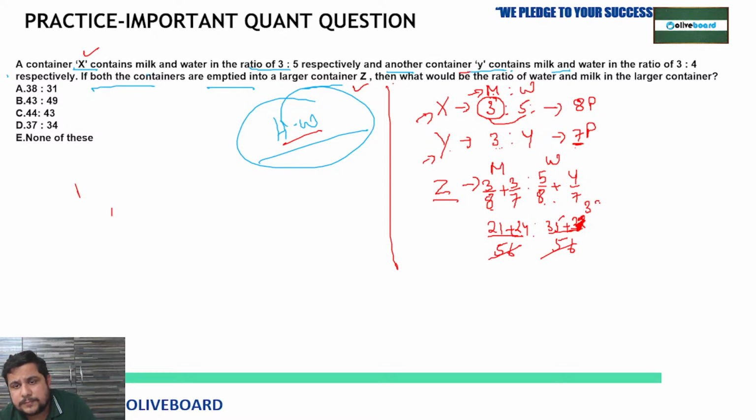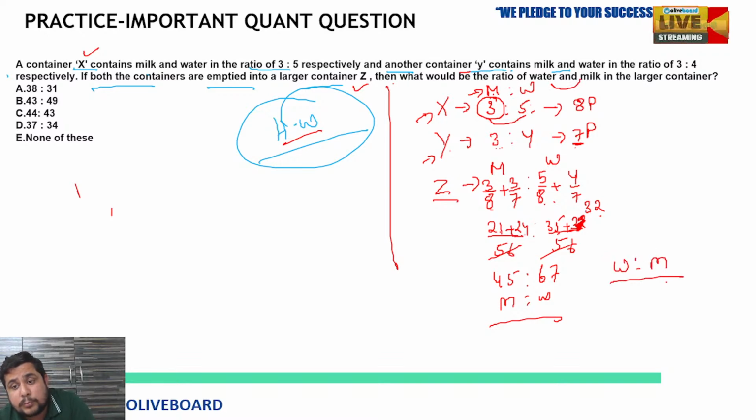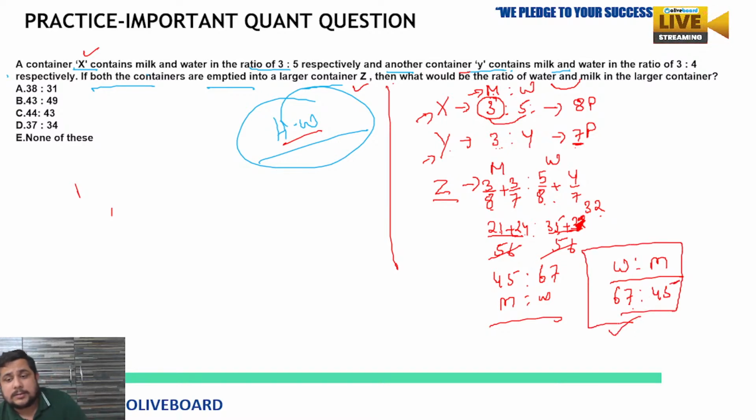Yes, 32. Fine. So now if we look at this, 21 plus 24 is 45, and 35 plus 32 is 67. So this will be milk to water. But what are they asking from us? What would be the ratio of water to milk? So they are asking us water to milk. This is the most important thing you have to look out for whenever you are solving the question. So your ratio must be 67 is to 45. I hope you get it very well. This would be your answer.